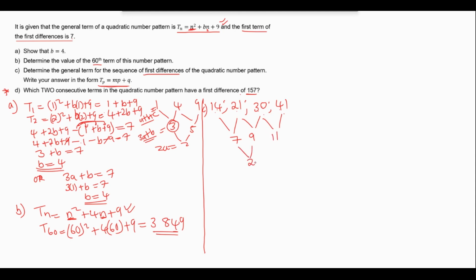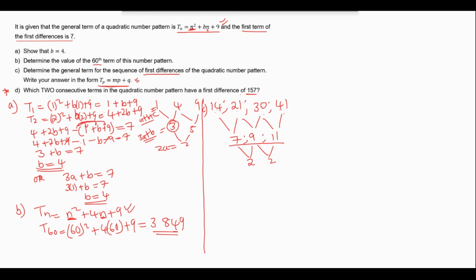And then the second differences are constant. Now we're interested in this, which is 7, 9, 11. They are forming a linear sequence. Using what we learned in grade 10, how do we find the equation of a linear sequence?